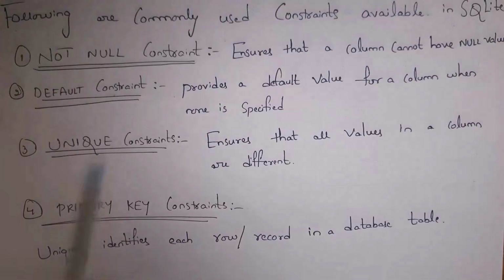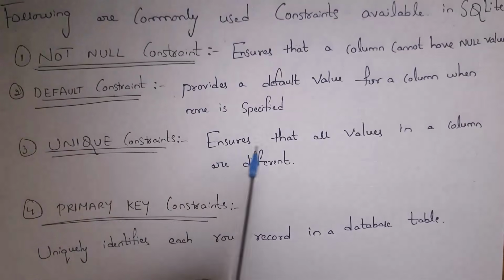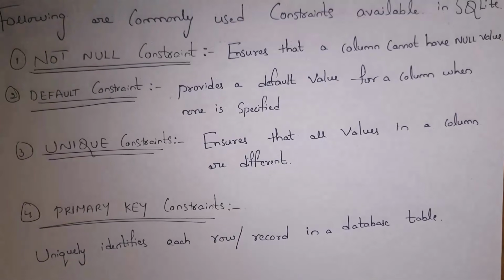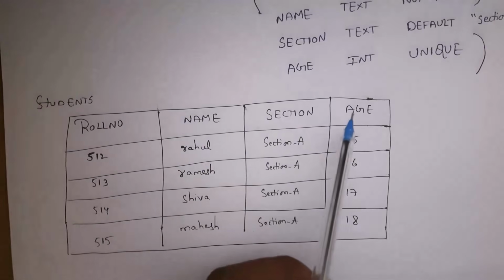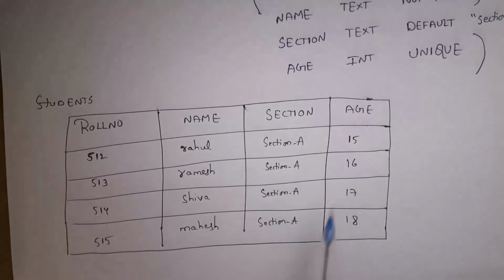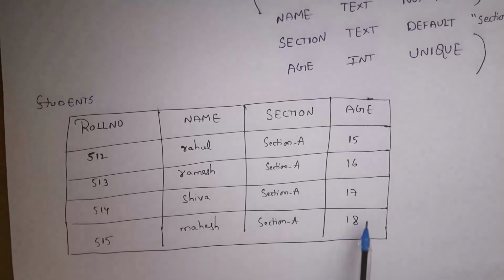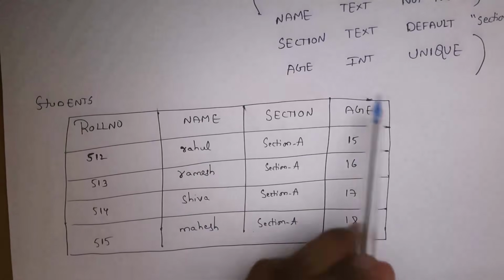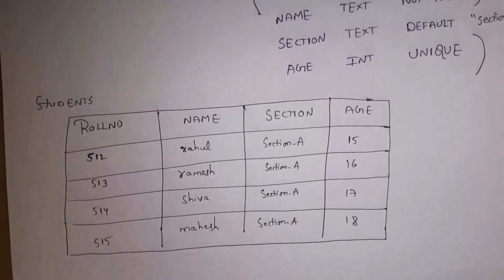Next one is the unique constraint. Unique constraints ensure that all values in a column are different. Whenever you apply the unique constraint to a particular column, then you must give unique values in that column. For example, I applied the unique constraint to this age column. Then inside this age column, you need to give unique values. You cannot give the same values. For example, for Rahul I gave age 15 and similarly for Shiva I gave age 15. So it will not accept.